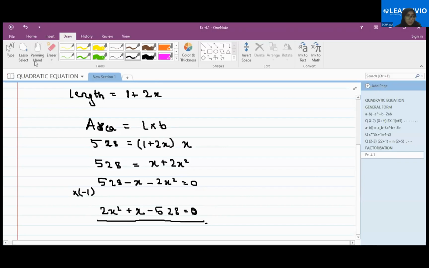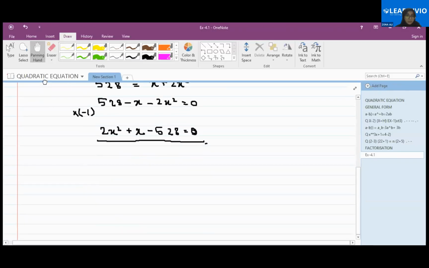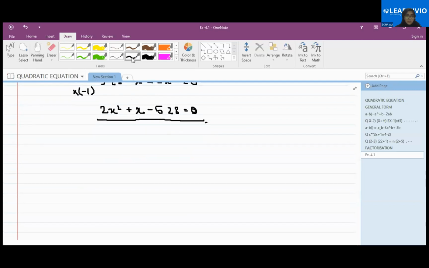Let's see part 2. Question number 2 states that the product of two consecutive positive integers is 306. Find the value of the integers. Now tell me, what are consecutive integers? The integers which are next to each other, successive two numbers.